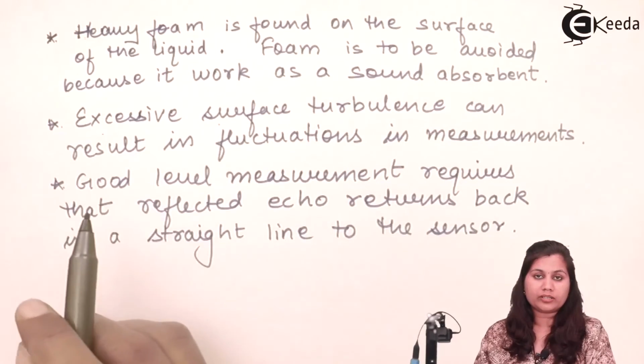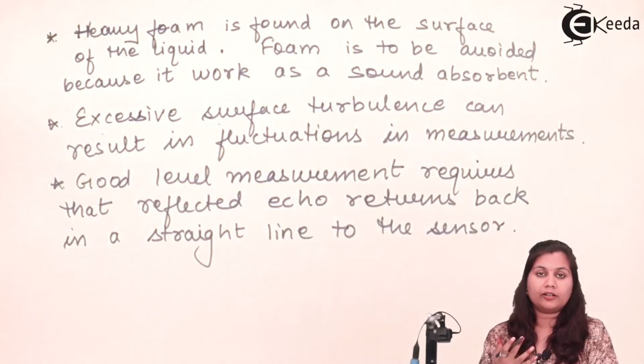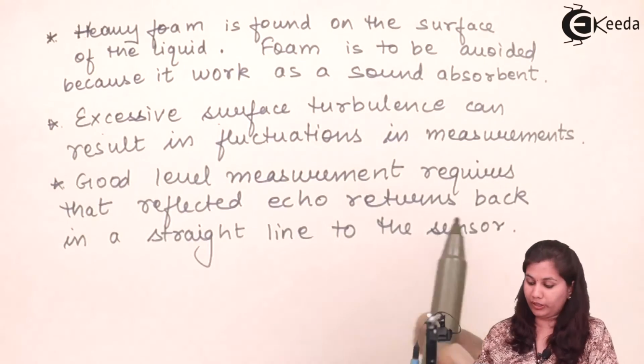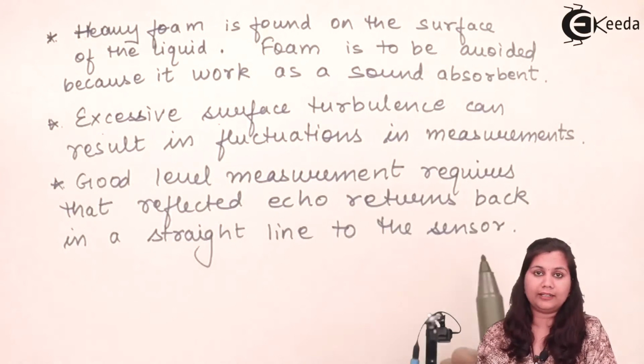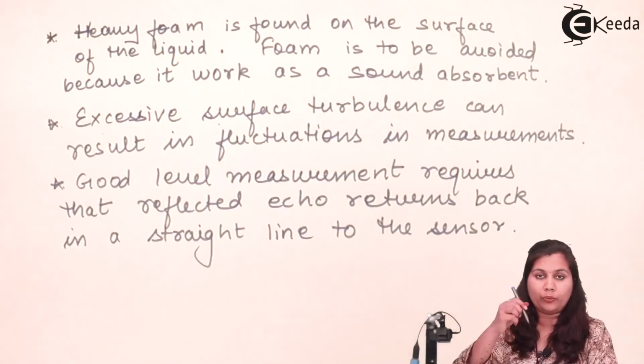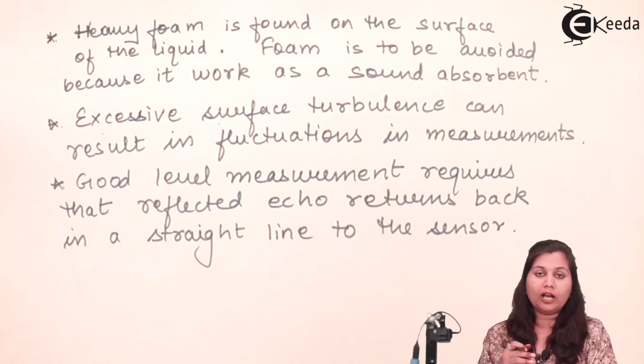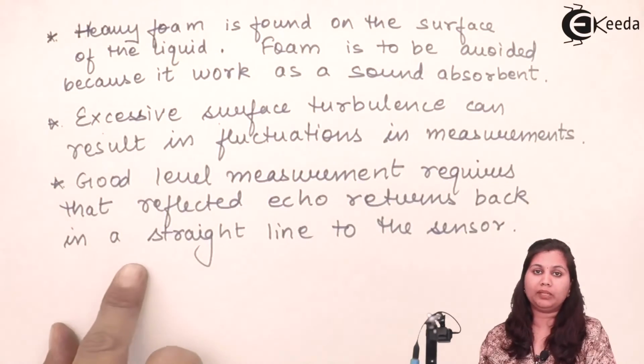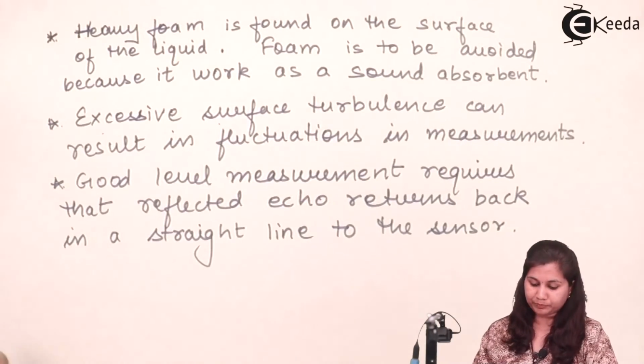So, if we want the measurements of the level to be accurate, it is required that the reflected echo return back in a straight line to the sensor. When the beam is generated by the sensor, it gets reflected back by the surface of the liquid. When it is reflected back, that echo should be in a straight line to the sensor, then the measurements will be good.